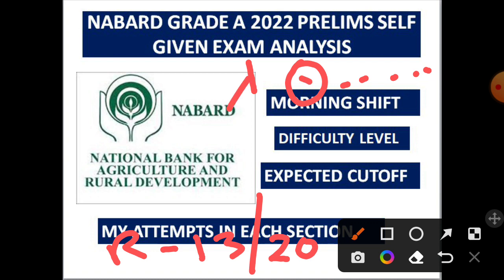So if you left this also, not to worry, you could have done the miscellaneous ones, like direction, which was also there. So direction, the floor-based puzzle, and inequalities and syllogism would have done your work. So my total attempts were 13 out of 20.